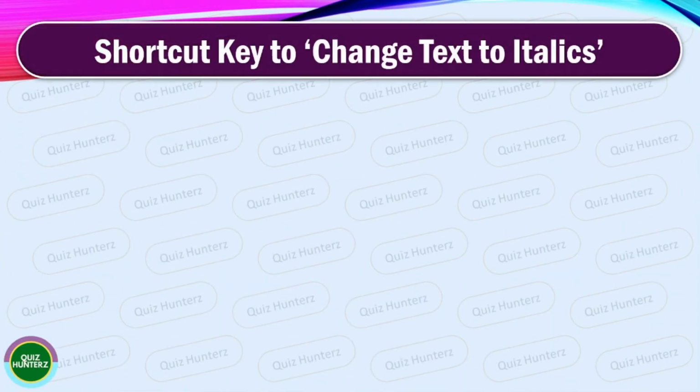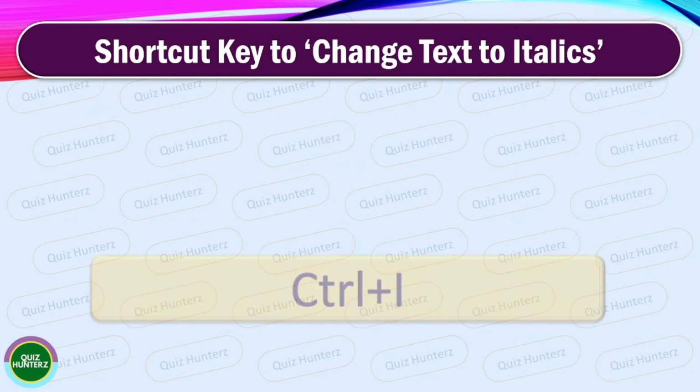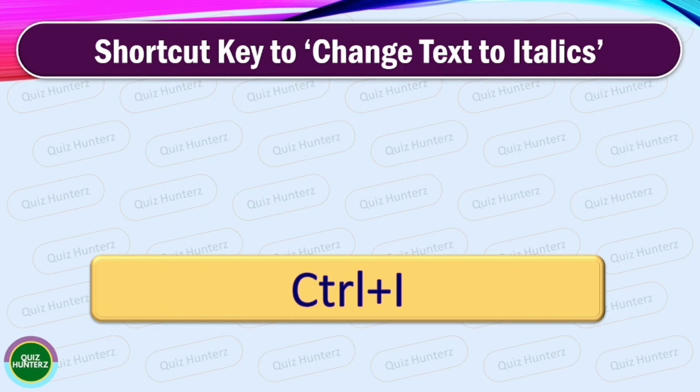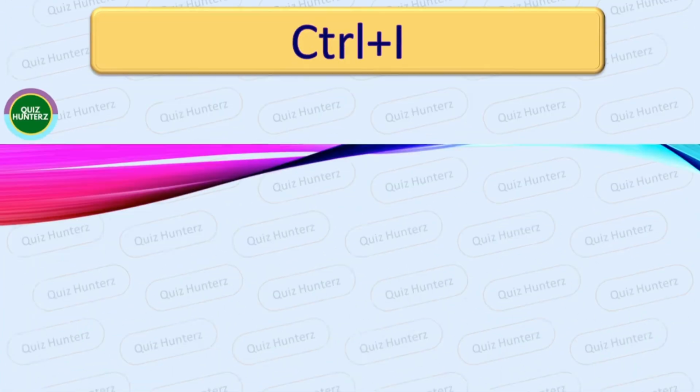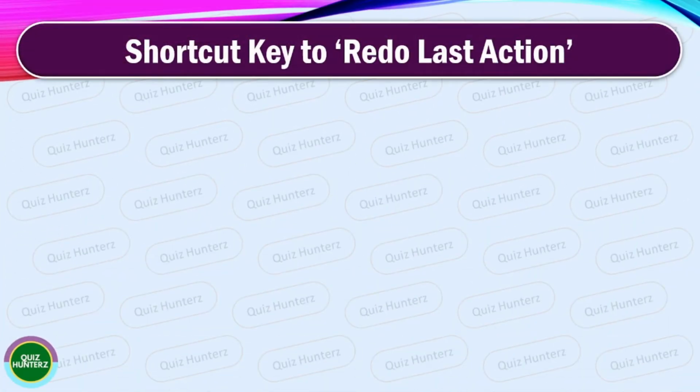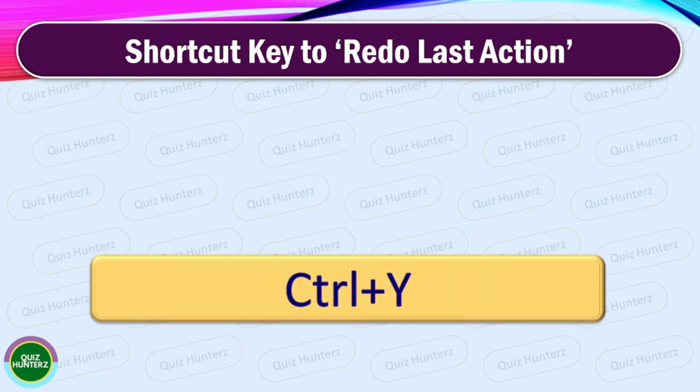Next question. Shortcut key to change text to italics. And the correct answer is Control plus I. Next question. Shortcut key to redo last action. And the correct answer is Control plus Y.